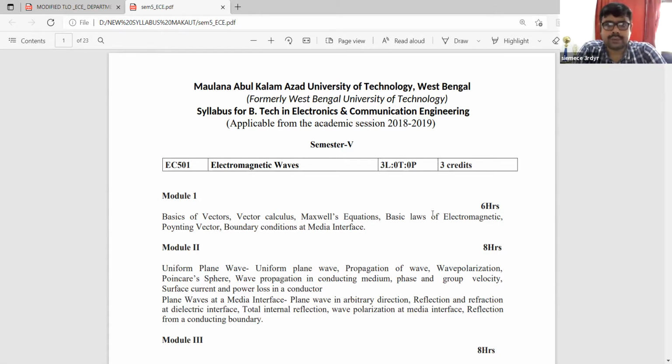So in module 1, if you follow the syllabus, you will find the basics of vectors, vector calculus, Maxwell's equations, basic laws of electromagnetics, Poynting vector, boundary conditions, and media interface. So many different topics are included.